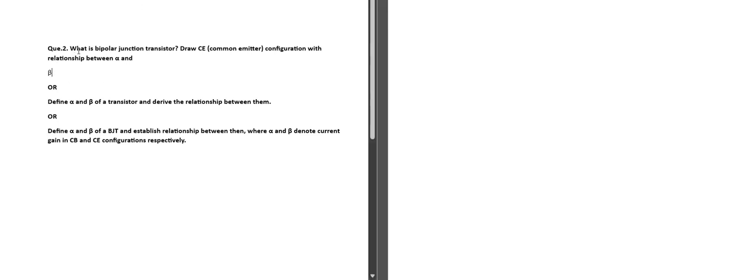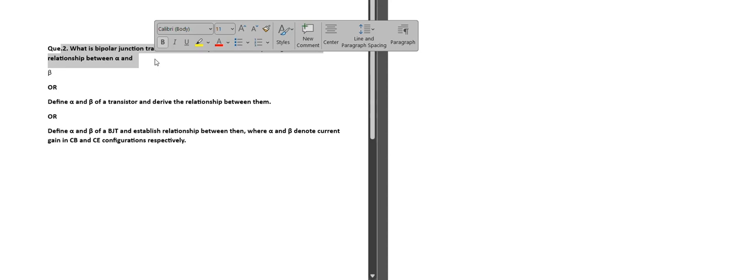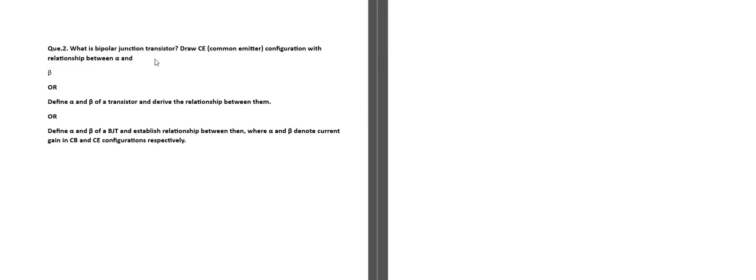In this question we are asked, what is a bipolar junction transistor? And we have to draw the CE mode and CB mode in order to describe the relationship between alpha and beta, which are the current amplification factors in CB mode and CE mode. Okay, so let us start with what is a bipolar junction transistor.